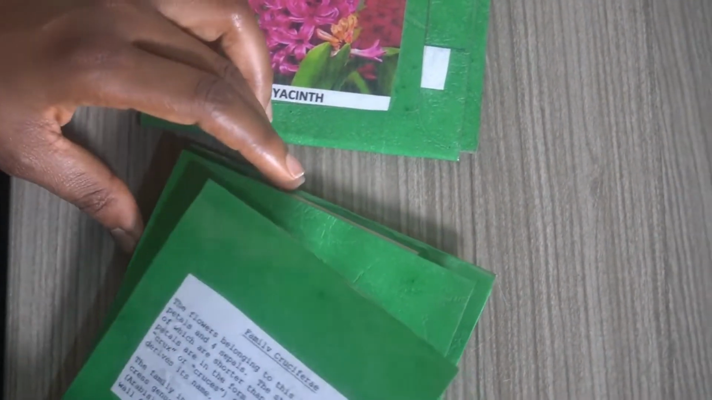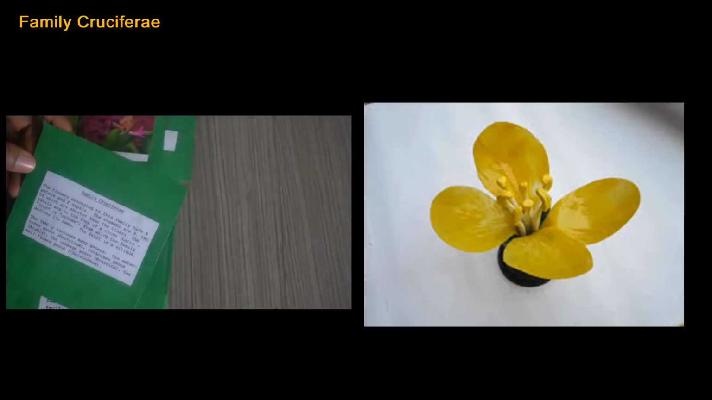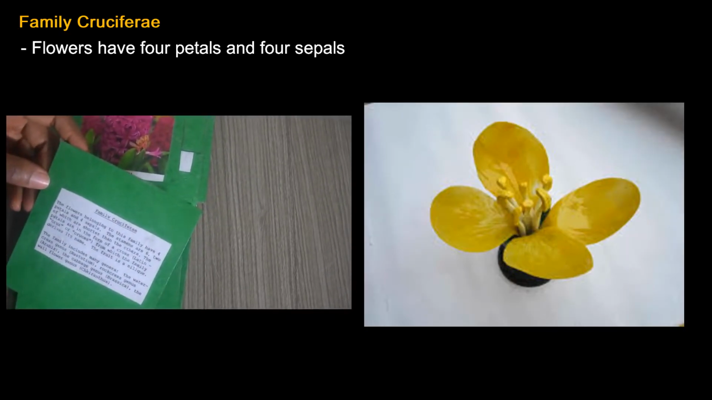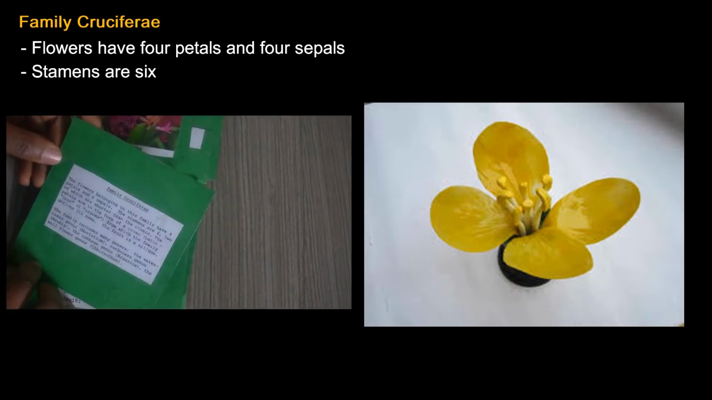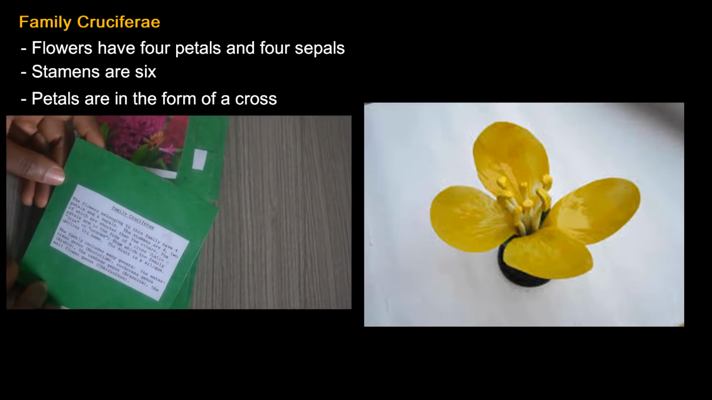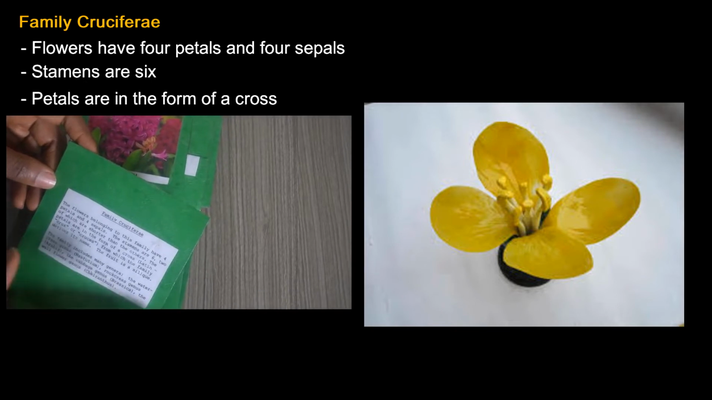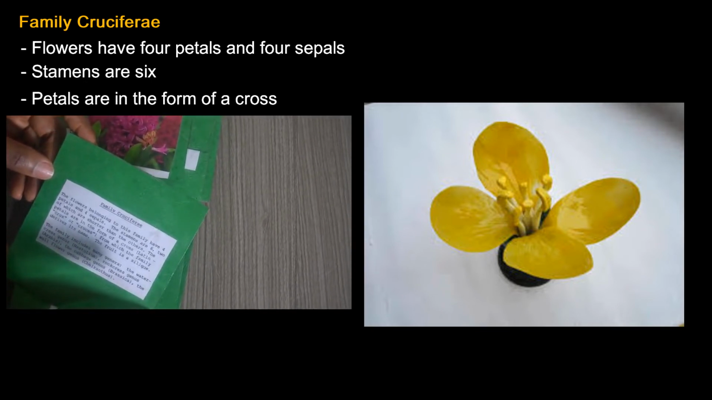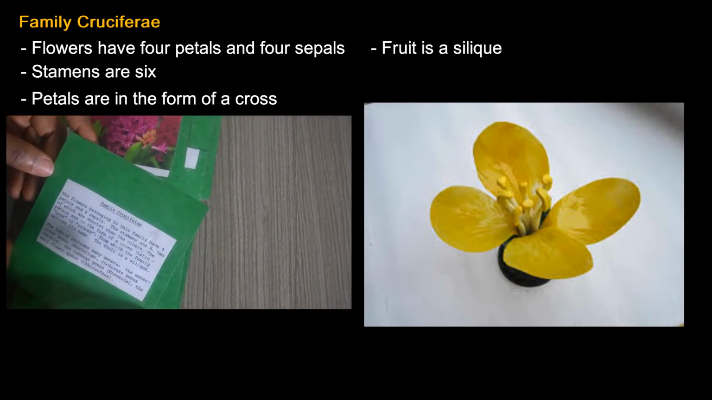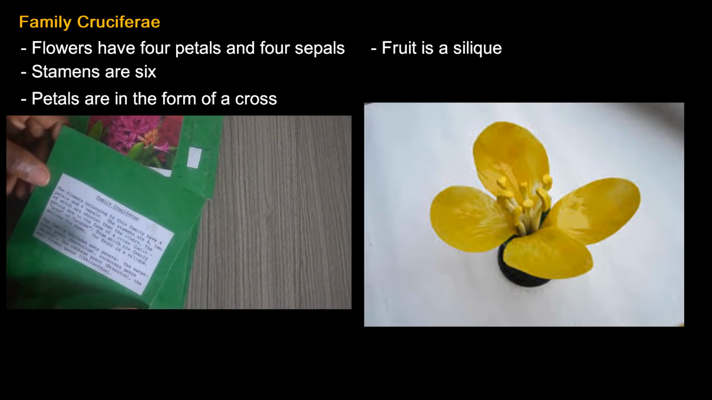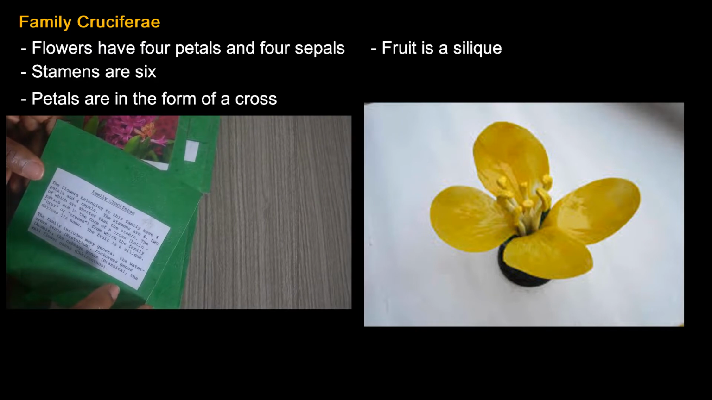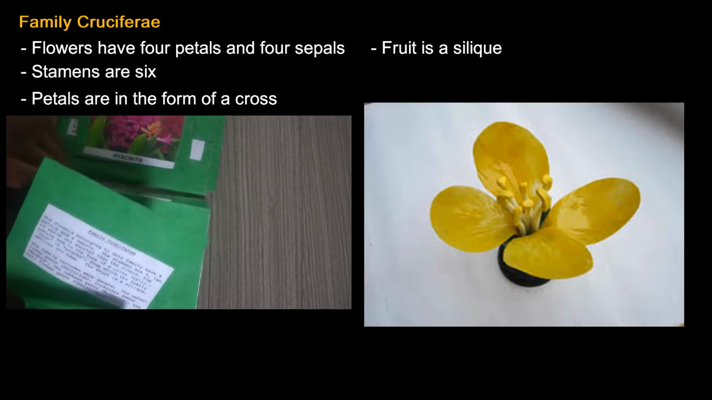Next, we have the family Cruciferae. The flowers belonging to this family have 4 petals and 4 sepals. The stamens are 6, 2 of which are shorter than the others. The petals are in the form of a cross, which in Latin is crux, from which the family derives its name. The fruit is a silique. The family includes many genera: the watercress genus, the rockcress genus, the cabbage genus, and the wallflower genus.